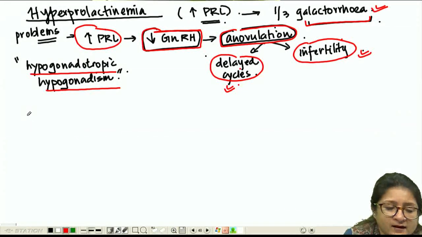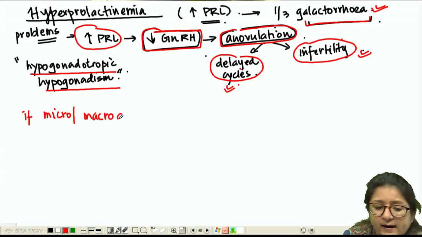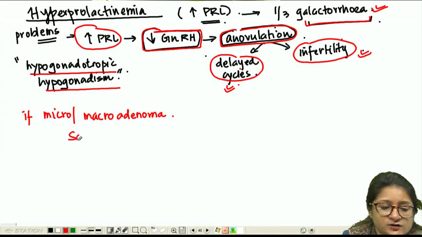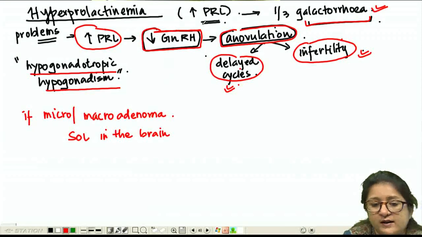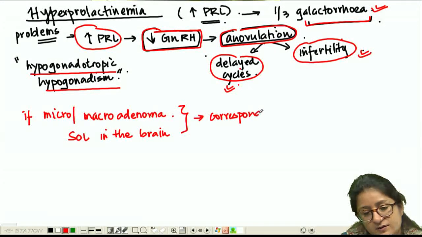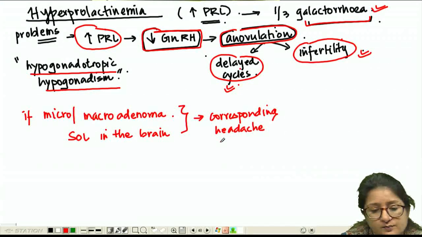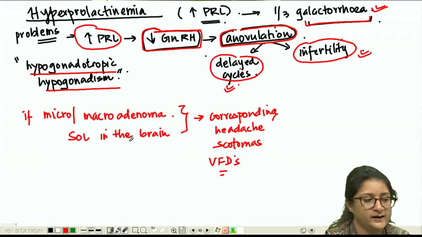In addition to that, if there is a micro or a macroadenoma or a pituitary adenoma, or there is any space occupying lesion in the brain which is responsible for the increased prolactin, then that will lead to corresponding symptoms like headache, like scotomas, right, like visual field defects. So these can be there because of the location of these space occupying lesions, right.